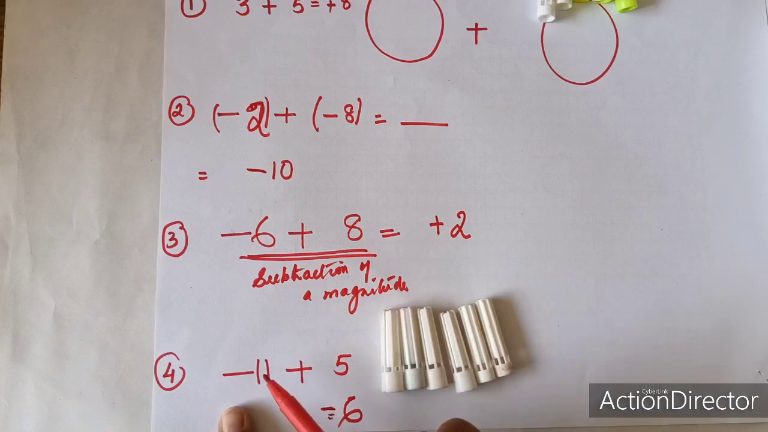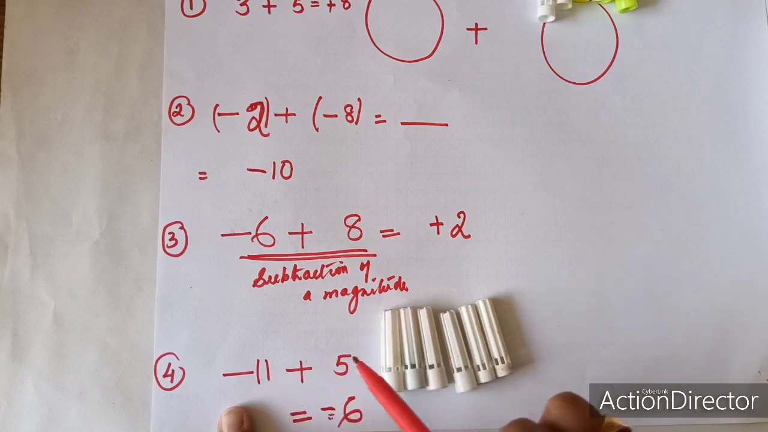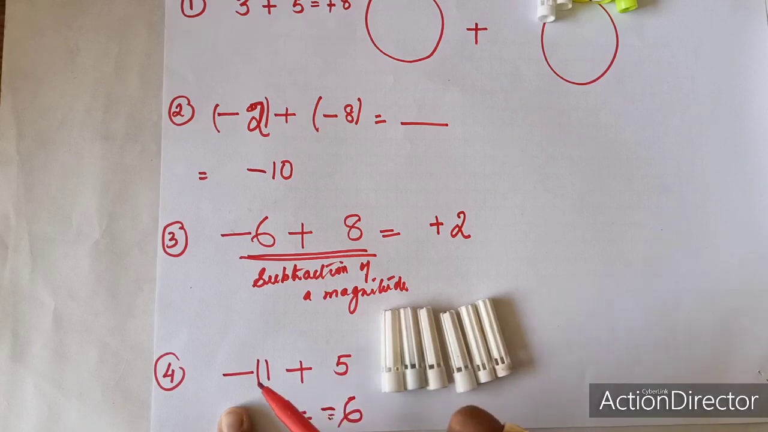Again I am explaining. Here we have a mixture of caps. So whenever you have a mixture of numbers, plus and minus, we will be subtracting the magnitude of the numbers. So 11 minus 5 is equal to 6. After subtraction, to decide the sign, see the bigger number. 11 is the bigger number. What is the sign over here? Minus. So I have taken the negative sign, that is minus 6.